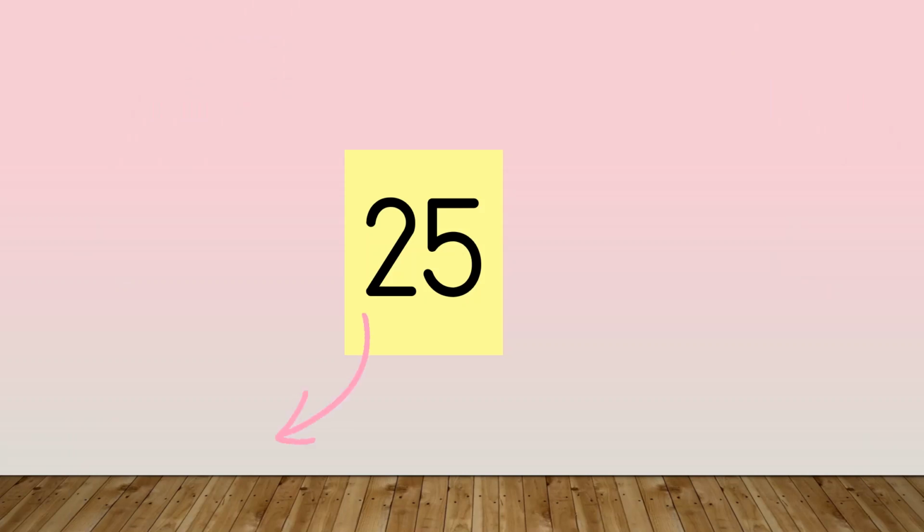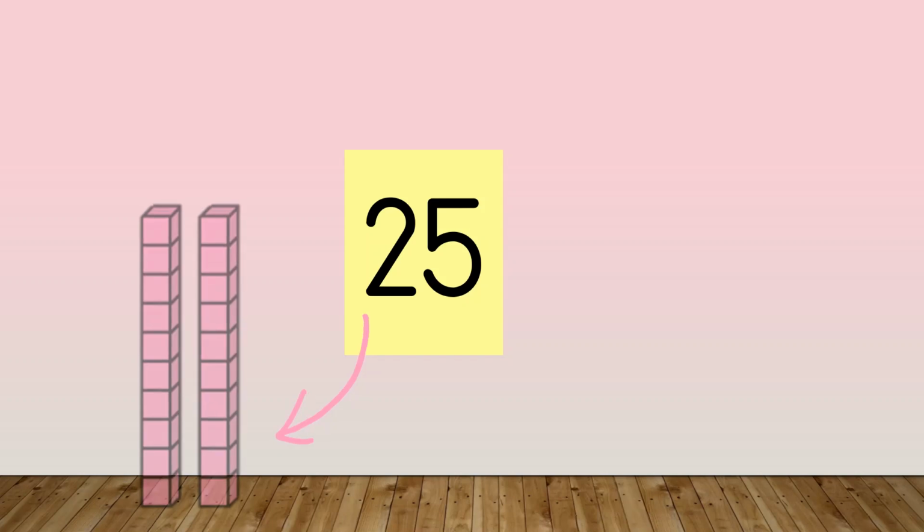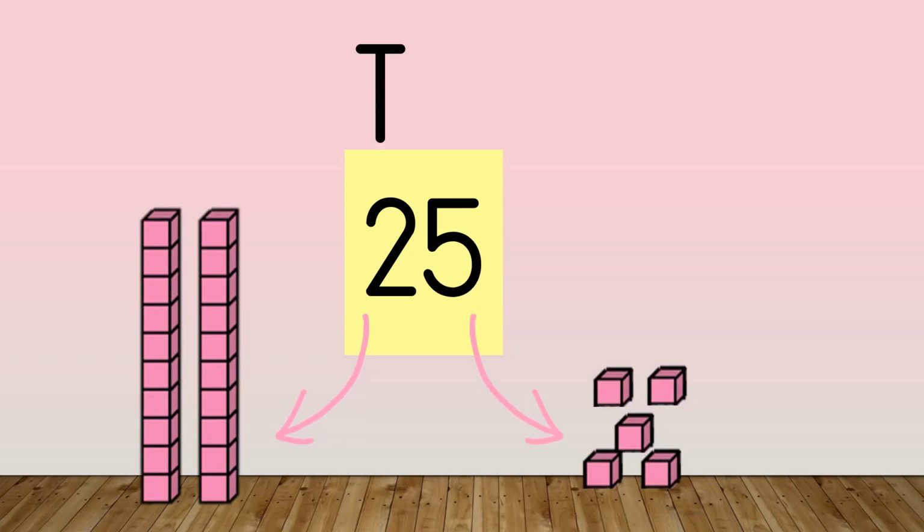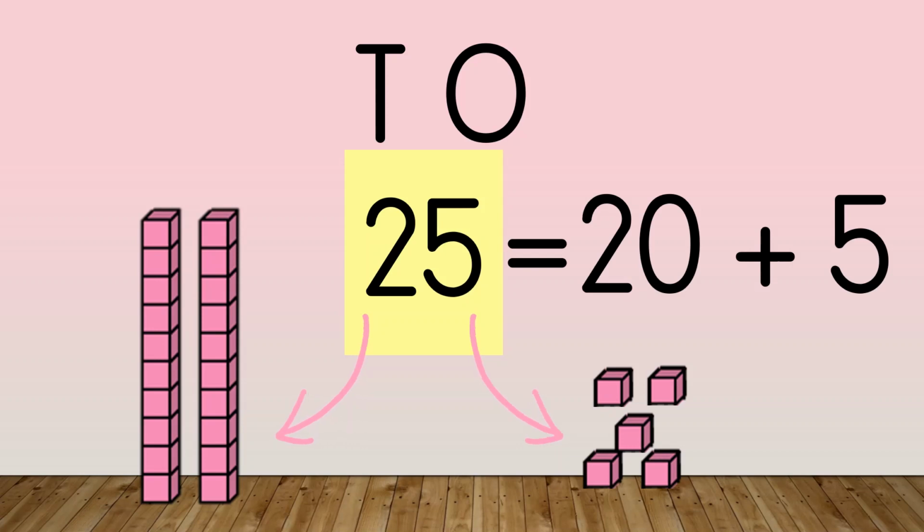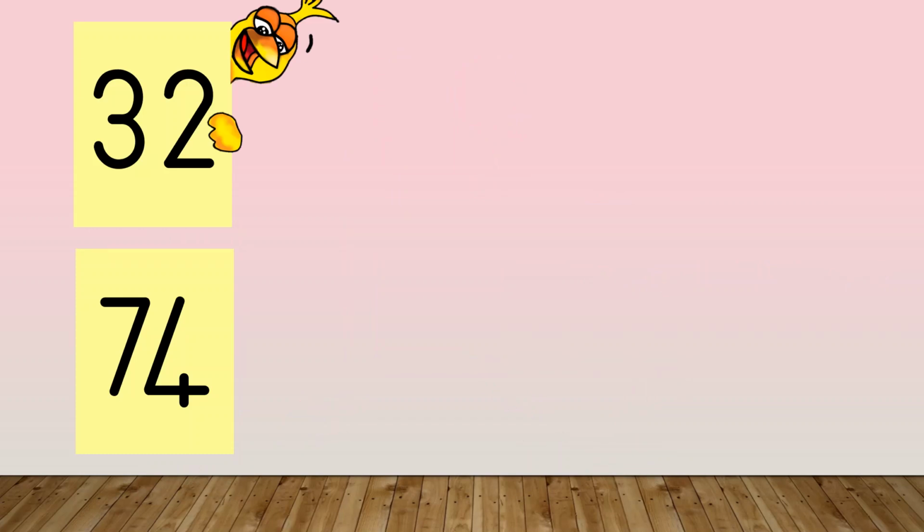The value of 2 is 20, also known as 2 tens. The value of 5 is 5, or 5 ones. If asked to expand this number, it will look like this. Grab a piece of paper and pencil. See if you can expand these two numbers in 8 seconds. Ready, go.